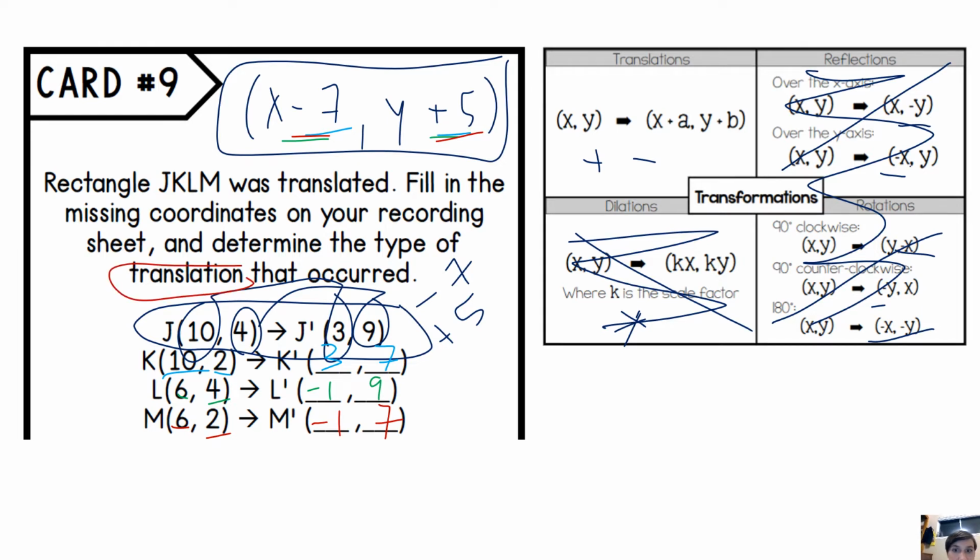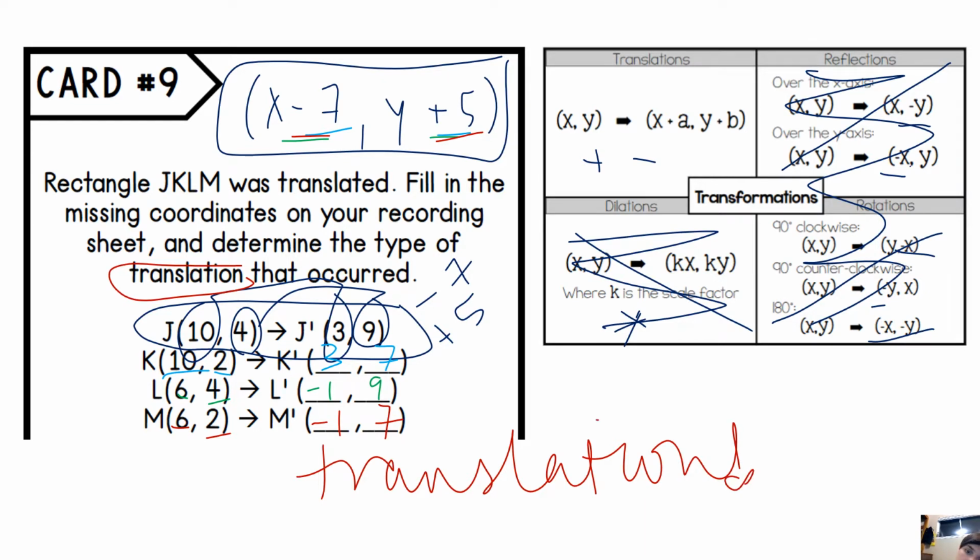That's funny. They already gave us. They said, I think that's a typo. They meant to write transformation. But it's a translation. It's a little heart. All right, 3 more cards, 2 more cards.